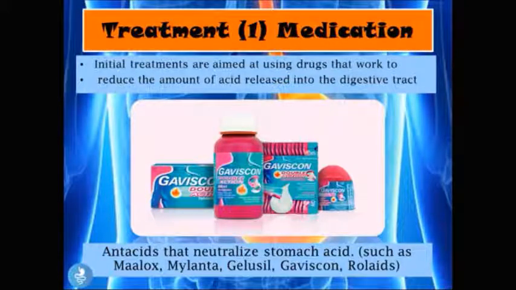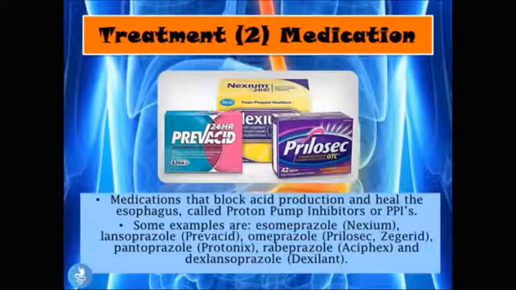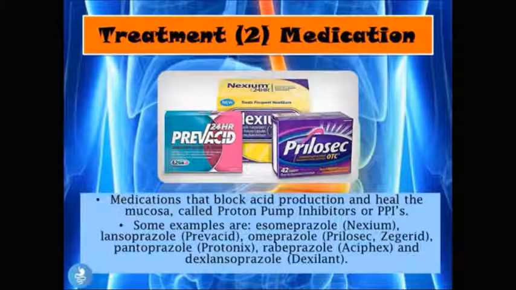We can start off with antacids, which neutralize the stomach acids, and examples are Maalox, Mylanta, Gelusil, Gaviscon, and Rolaids. So another way to combat that highly acidic environment of the stomach is to use the proton pump inhibitors, or the PPIs. Some examples of these drugs are esomeprazole, lansoprazole, omeprazole, pantoprazole, rabeprazole, and dexlansoprazole.